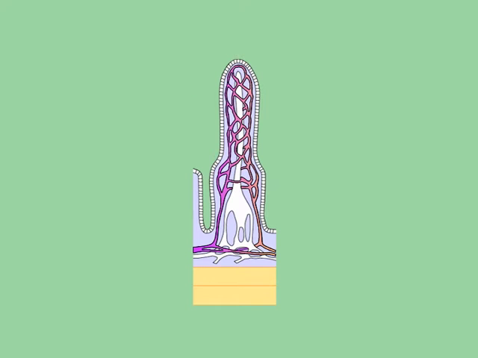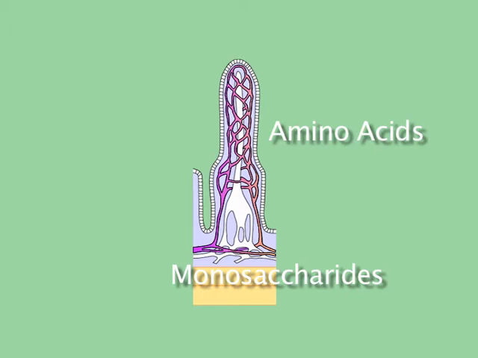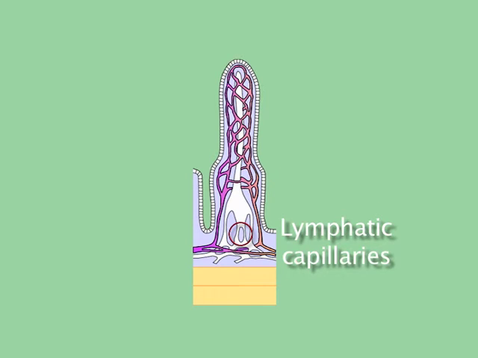The final products of digestion, fatty acids and glycerol, amino acids and monosaccharides, can all cross the membranes of epithelial cells covering the villi and pass through these cells and into either the blood capillaries or, in the case of fatty acids and glycerol, into the lymphatic capillaries of the villi. Diffusion, facilitated diffusion, and active transport are all involved in the absorption of the products of digestion.